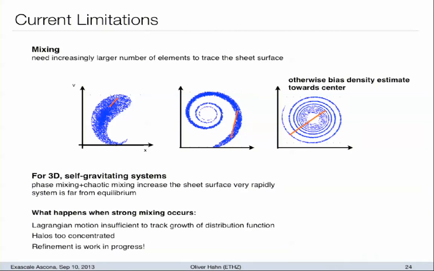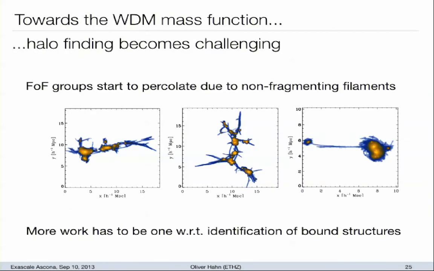And so in phase mixing, chaotic mixing situations, the sheet surface grows much more rapidly than you can track with the Lagrangian motion of your vertices, and so probably grows exponentially fast. And so there is a clear limit to actually keep tracking the microscopic distribution function. And so in that limit, either you have to resort to statistical sampling again, probably now you're in a fine situation to do that, or you keep refining and look if you still see differences. Okay, so this is work in progress. Let me just show the last slides.